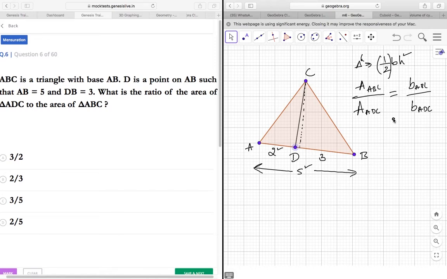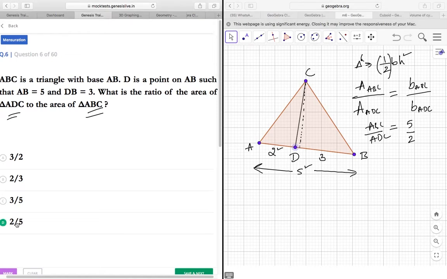Okay, great. So this is equal to how much? The base of ABC is 5 and the base of ADC is 2. So this is equal to the area of ABC by ADC. But in the question they have asked ADC first, so that should be the first ratio. The second one has to be the area of triangle ABC. So it's going to be 2:5.